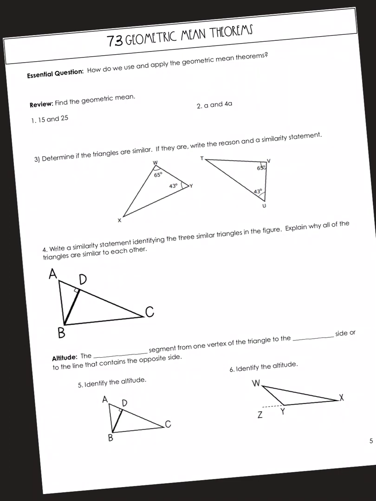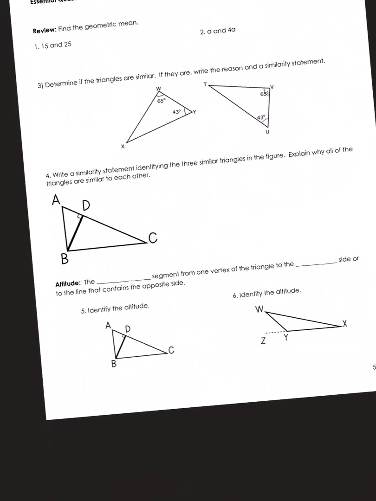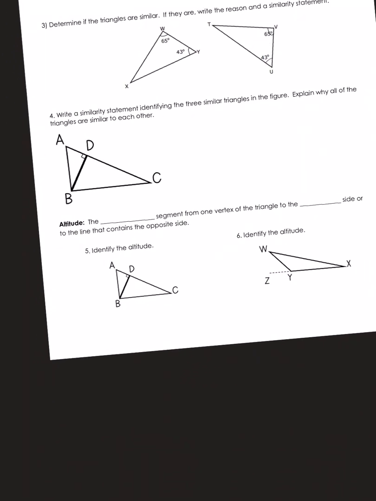Okay, so for the review questions, find the geometric mean, number 1 and number 2. I am going to let you refer to your geometric mean notes for doing that. And then number 3, take a look at those, and you can determine that the triangles are similar by AA. So that's just to get started, but you can refer to older lessons if you need more detail on that.